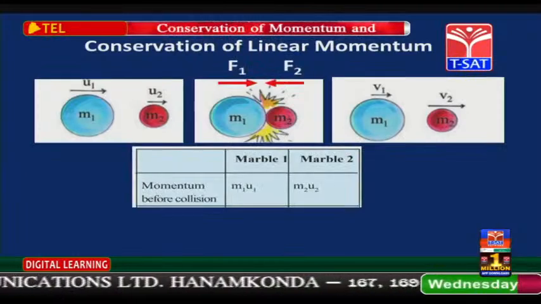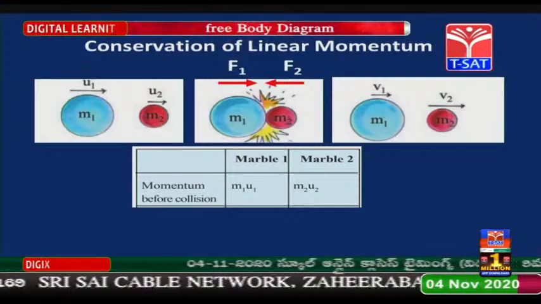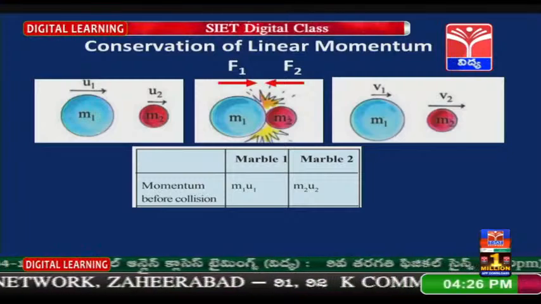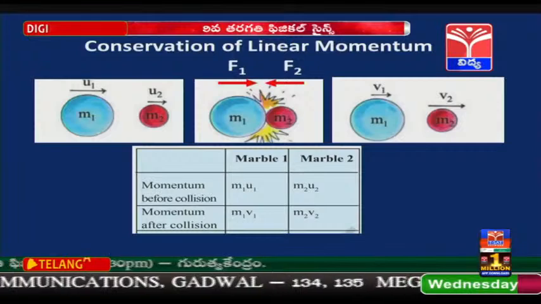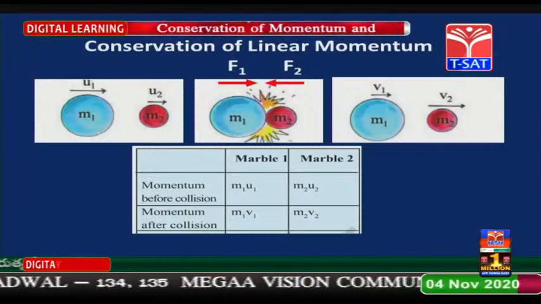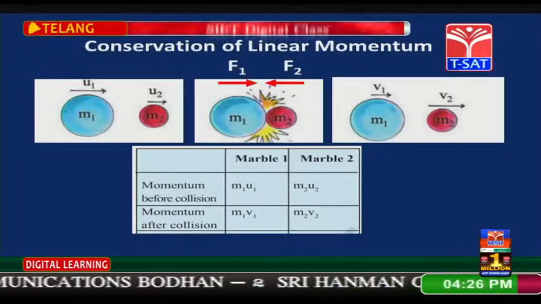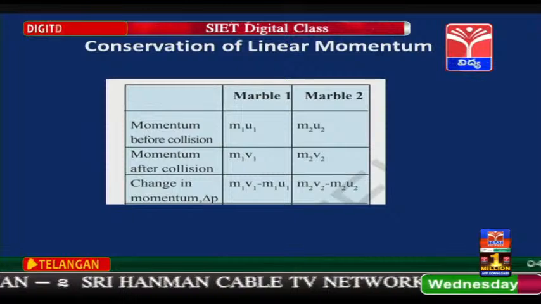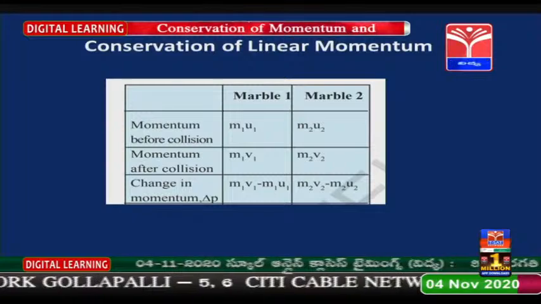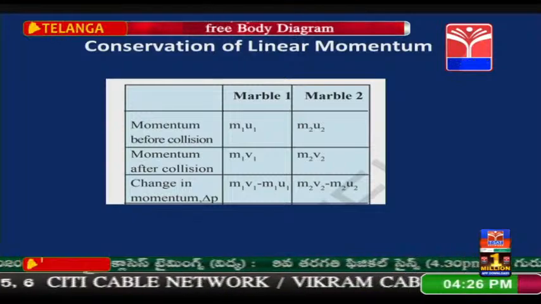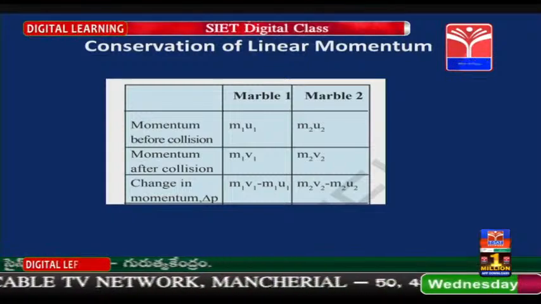The momentum before collision for marble 1 and marble 2 are m1 u1 for the first object and m2 u2 for the second marble. After the collision, the momentum will change. The momentum of the first marble will be m1 v1 and momentum of the second marble will be m2 v2. Change in momentum for first marble is m1 v1 minus m1 u1. For the second marble, change in momentum is m2 v2 minus m2 u2.